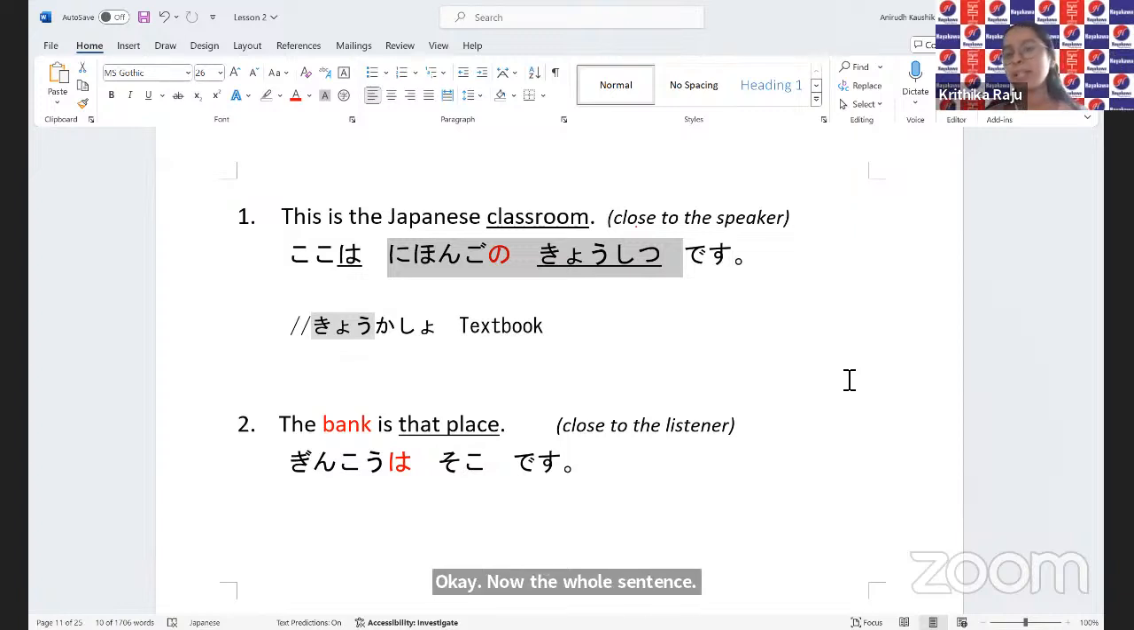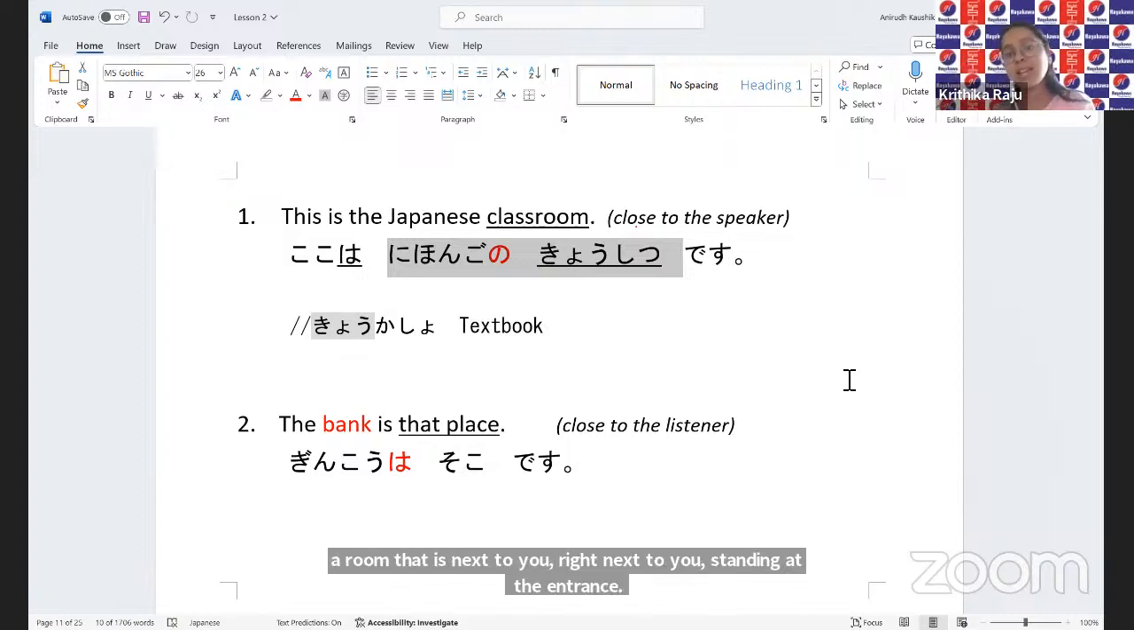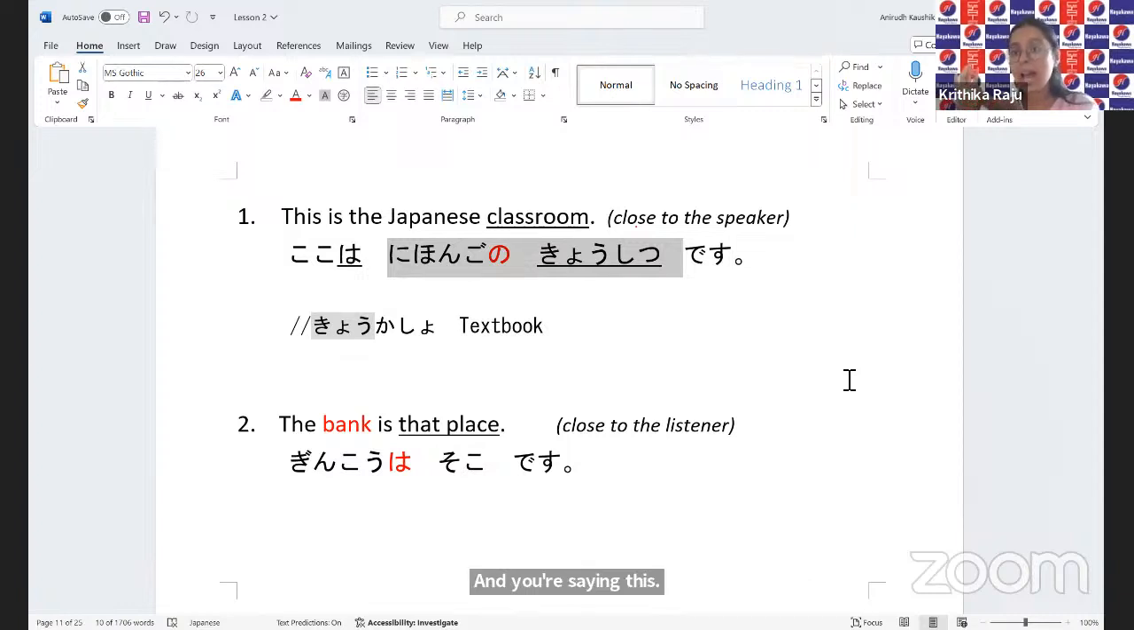This is the Japanese classroom. Imagine yourself as the speaker and you're looking at a room that is next to you, standing at the entrance, and you're saying, this is the Japanese classroom. As for this place, it is a Japanese classroom. So what is the word this? Koko. Koko wa Nihongo no kyoshitsu desu.